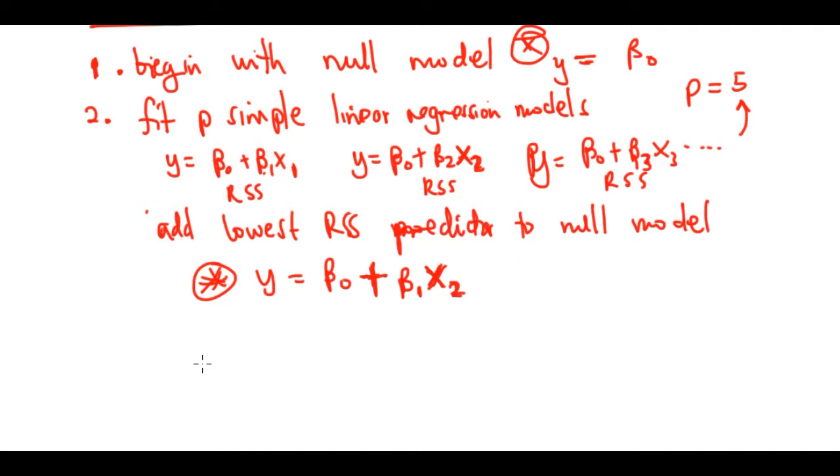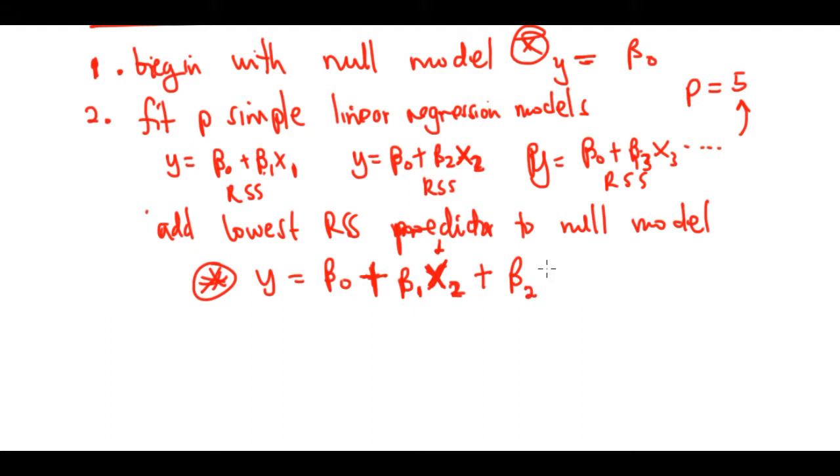And then after you do that, you then fit again, you then add again. So now we know that this is a one-dimensional model, because we just have one predictor here, right? We then add to that model the variable that results in the lowest RSS for the new two-variable model. Because here we've added x2, which had the lowest RSS. Which one is the second lowest RSS? Maybe it was x3. We add x3.